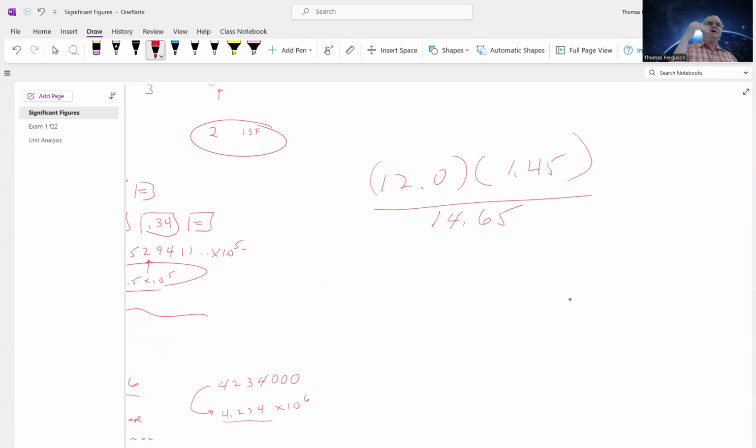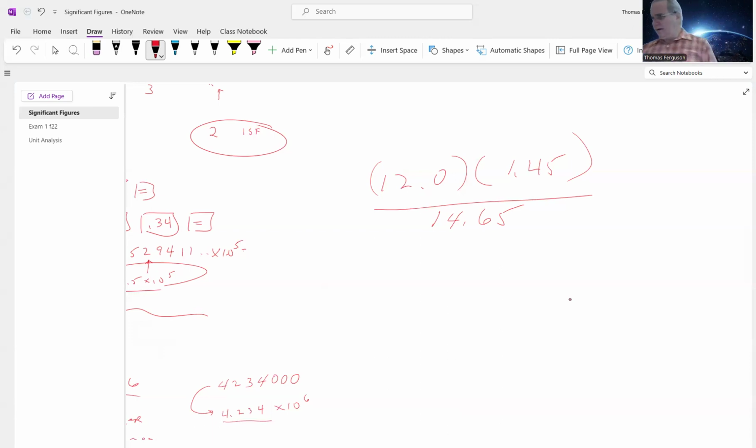Also, people tend to round with internal steps. You have to leave it as giant a number as possible. You cannot round if you're doing intermediate steps. But if you do it the way I just did it, the calculator takes care of all that for you.